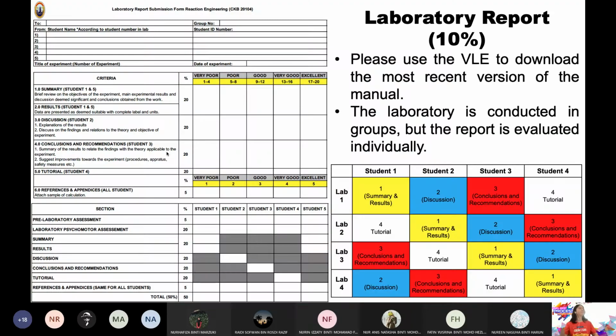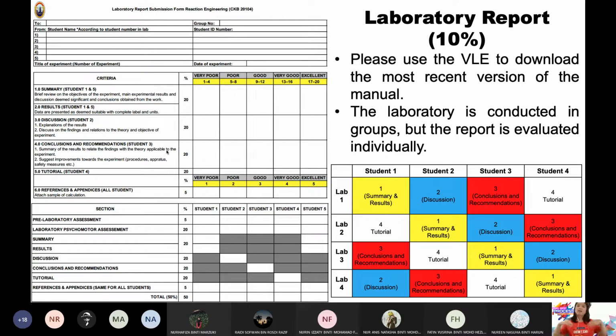Okay, right. So why do I say why the numbers are rotated is because okay, lab report ni akan, the lab report aspect you will be divided into certain part. Okay, contohnya let's say this week you are student 1, katakan lab 1 tu kamu student 1. So student 1 akan buat summary dengan result sahaja. Kalau kamu student 2, kamu buat discussion. If you are student 3, you do conclusion, recommendation. If you are student 4, you will answer the tutorial question. Dalam report saya pun ada tutorial question. You will answer the tutorial question.